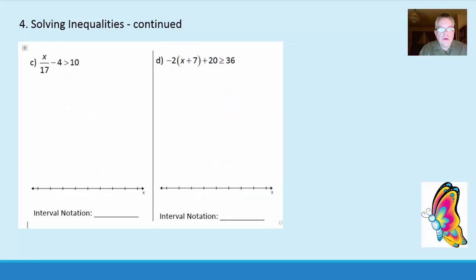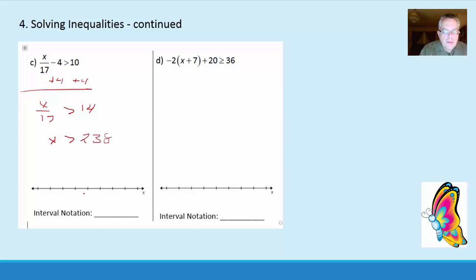Here we go. So let's start here. We're going to add 4 to both sides, and it looks like we're going to have to multiply. So plus 4 on the left, plus 4 on the right. We get x over 17 is greater than 14. So remember, we're dividing by 17, so we're going to multiply both sides by 17. On the left, we'll just have x, and on the right, we're going to have whatever 14 times 17 is, 238.